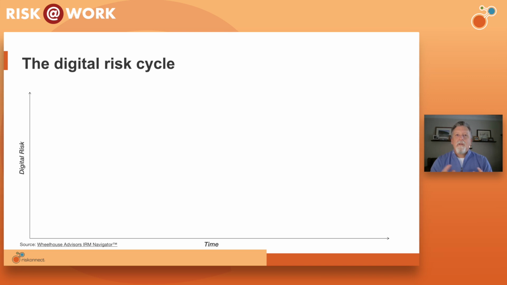Well, since I've left Gartner, I have put together what's known as the digital risk cycle that is inspired by the hype cycle, but I think can be best used by risk leaders and professionals, whether you're in security, insurance, compliance, or audit, to better anticipate how risks are going to emerge over time, and at the same time, how you might be able to take advantage of that knowledge and prepare in advance for that risk.